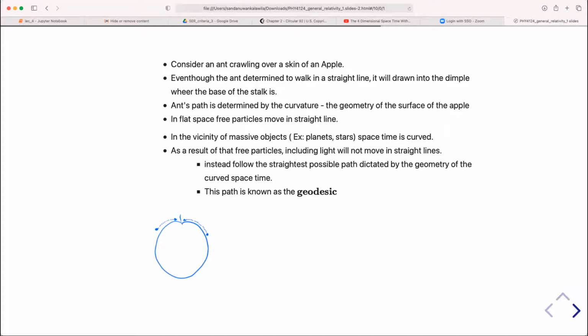Now, on a curved space, this straightest possible path has a specific name, and that name is geodesic, right? And there is an equation that we will derive later, which we call the geodesic equation, that gives you the straightest possible path on a curved surface, right? So we will go through one or two examples for that as well.